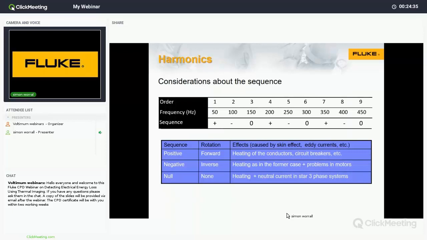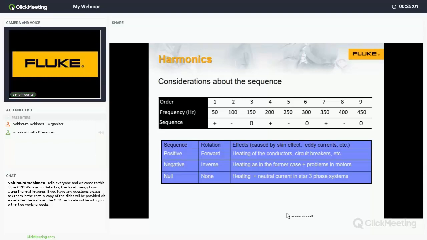Now, harmonics have a sequence all the way from the 1st up to the 51st and beyond. It goes positive, negative, zero, repeated all the way through. For positive, the pluses, we have forward rotation. So when they're applied to an example, a motor, they will forward drive the motor. We will have heating of conductors and circuit breakers because we have current flow.